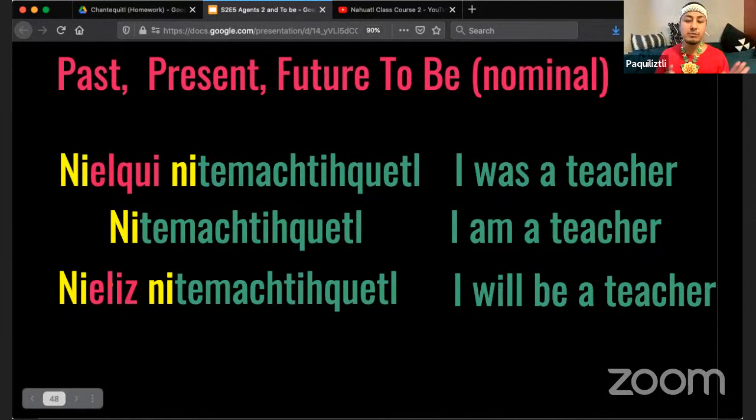Okay, so really we're using this auxiliary verb, I don't know how to say the word, helping verb, eli. So notice that we're using the verb eli, and this verb eli here is ni elki in the past tense. This verb eli, by the way, is an irregular verb, but notice that we're putting this ni in the verb, and we're also putting it in the noun.